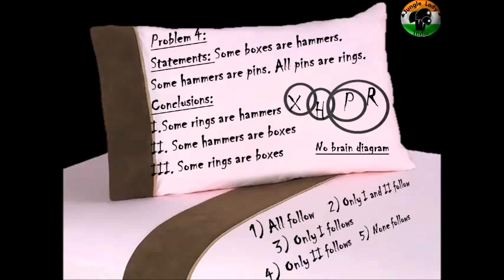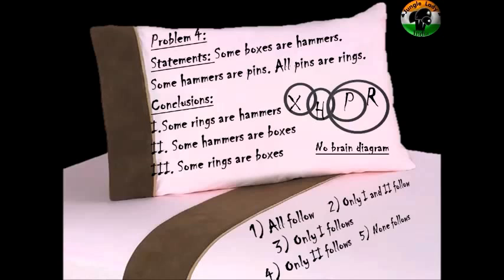Now let's see the conclusion. Conclusion 1 is some rings are hammers. Hammer, ring. Yes, there is an intersection between H and R. So conclusion 1 is correct. Second conclusion is some hammers are boxes. There is an intersection between X and H, so obviously it's correct.